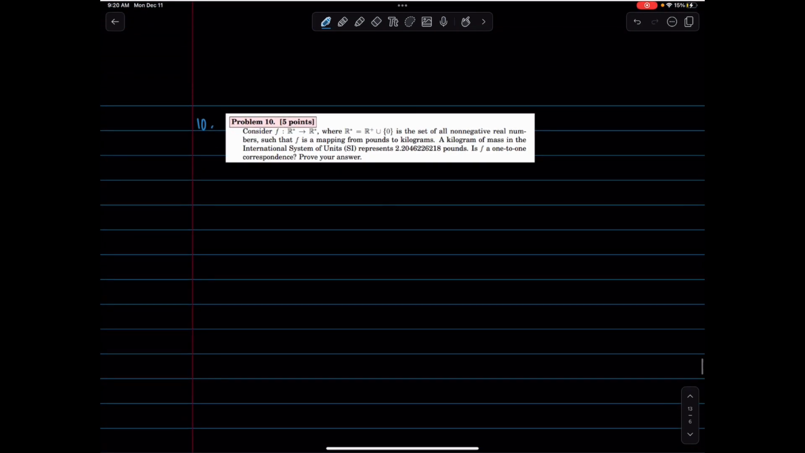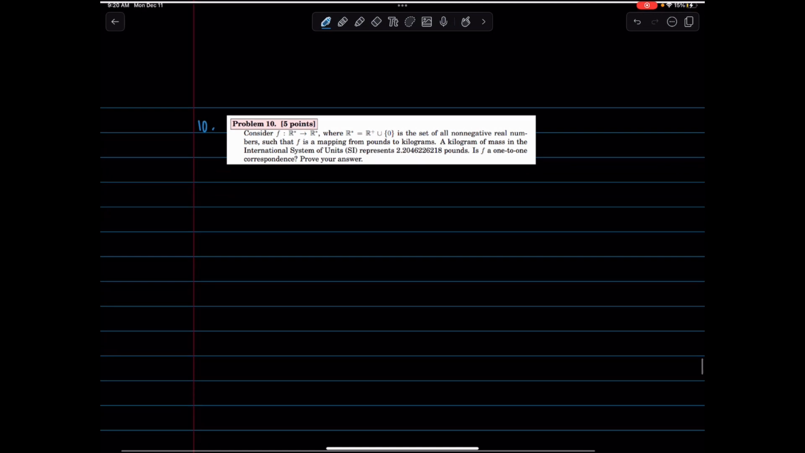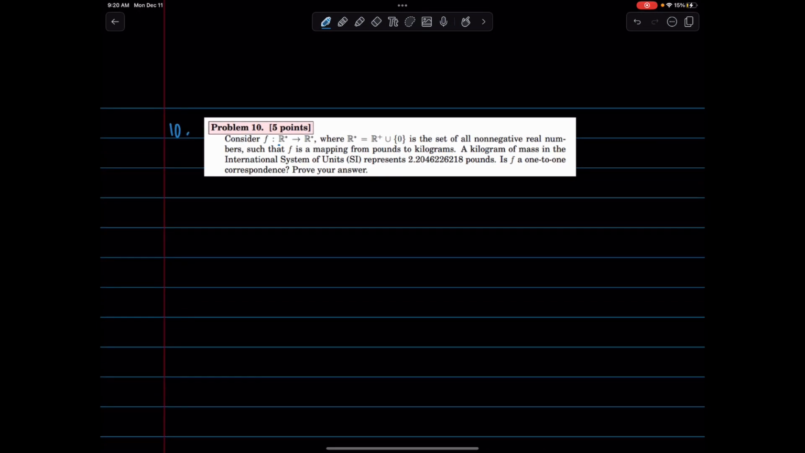Alright, so this says consider the function which goes from R star to R star, the set of all non-negative real numbers, such that f is a mapping from pounds to kilograms. A kilogram of mass in the international system is 2.204 pounds. So 1 kg is equal to 2.204 pounds. Is f a one-to-one correspondence?